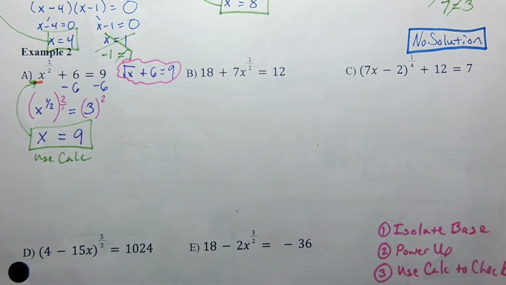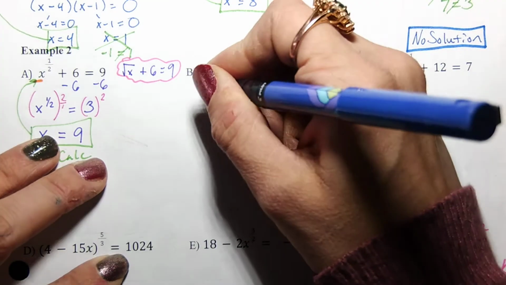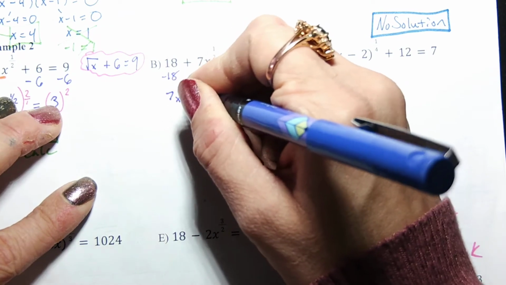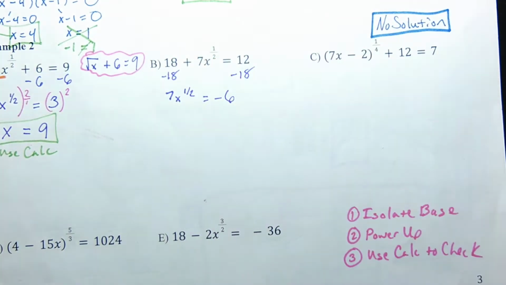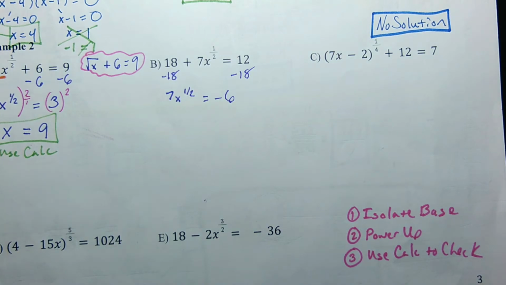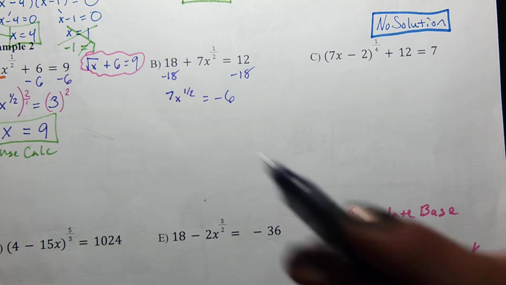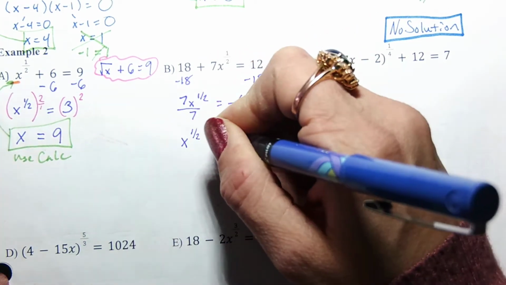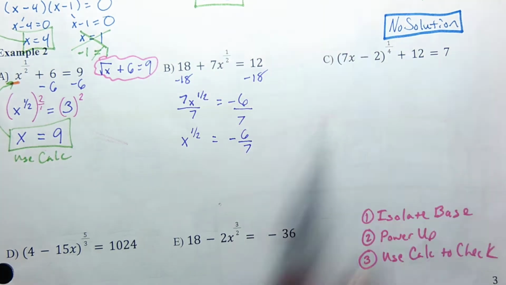Let's go ahead and take a look at B. First, we are going to isolate our base. So what's your gut telling you we should do first? Minus the 18. Move that chunk over to the other side, and we get 7 x to the 1/2 equals -6. Now, folks, is our base completely isolated? No. And maybe another question to think about is, who's getting that 1/2 power? Just the x. So I would want to divide this by 7 so that I get x to the 1/2 equals -6/7.